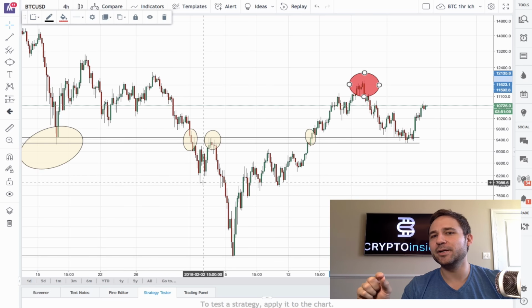You can trade just using support and resistance. I know people that still do it and are very successful. You don't need a lot of fancy indicators. If you can master this, you can still be very successful.